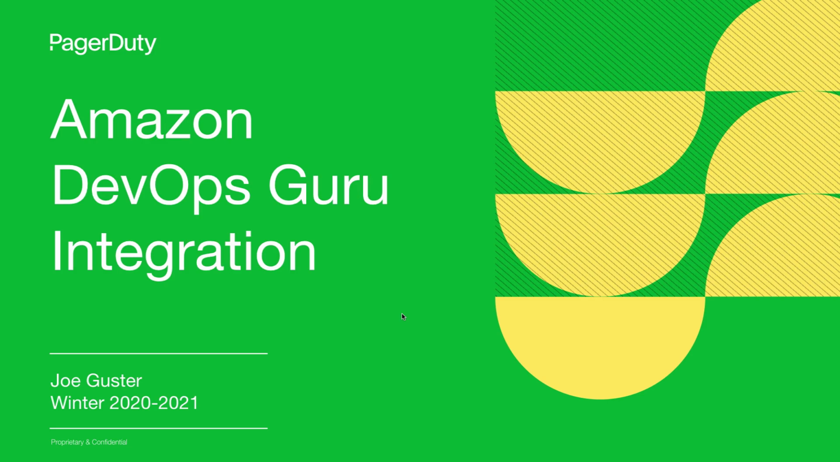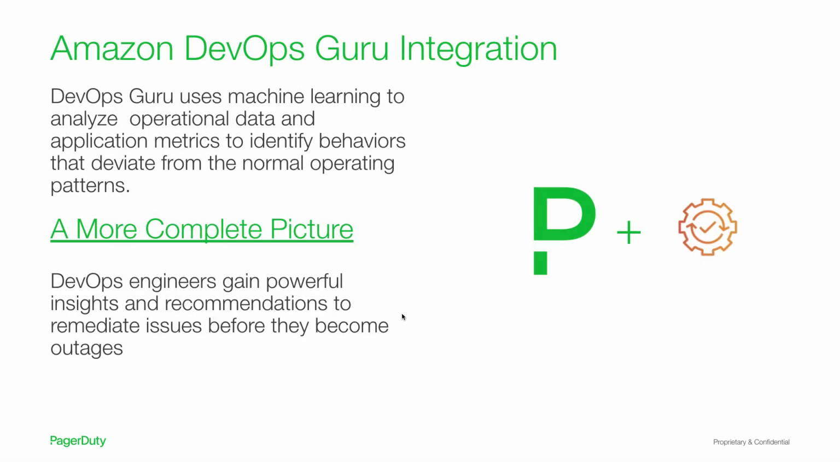As a DevOps engineer, DevOps Guru is both your warning light to take a look at a problem and in some instances, your guide to rectifying the problem. So how does DevOps Guru work? It applies machine learning to analyze your operational data and application metrics and events to identify behaviors that deviate from normal operating patterns. It's an observability service.